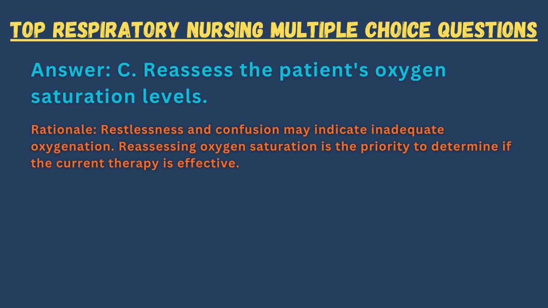Answer: C. Reassess the patient's oxygen saturation levels. Rationale: restlessness and confusion may indicate inadequate oxygenation. Reassessing oxygen saturation is the priority to determine if the current therapy is effective.